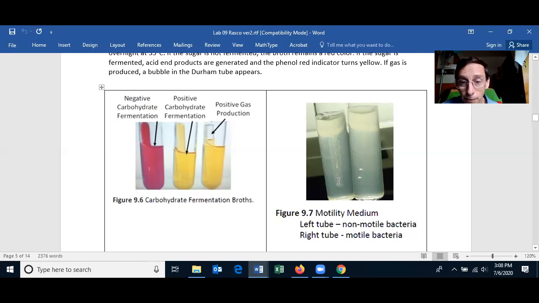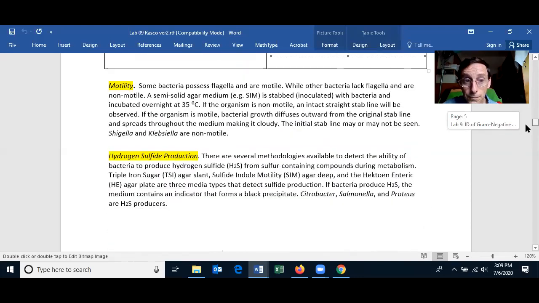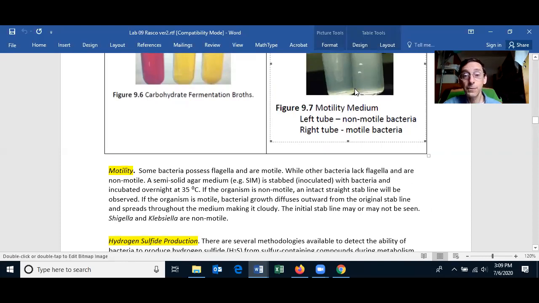Now this one is not very motile, but the stab is right there. You can see the thicker line right there. If the bacteria had remained only on the line, that would be non-motile. But it's moving away from the line, and you can see that it's extended from where the stab was. And sometimes if the bacteria is very motile, you'll see the bacteria everywhere. You'll just look at the tube and see that it's hazy everywhere, because the bacteria are growing everywhere.